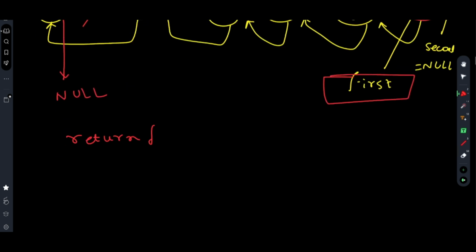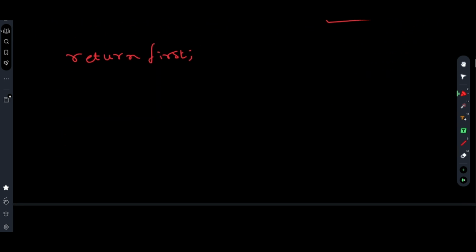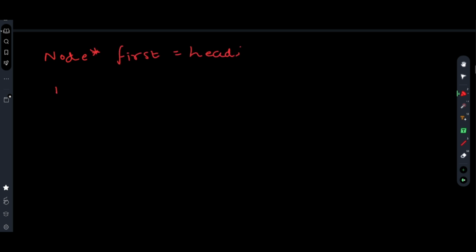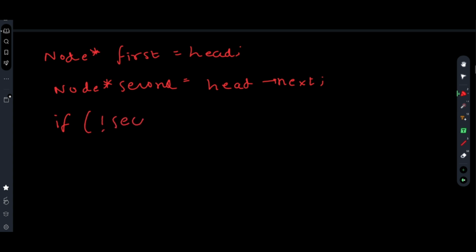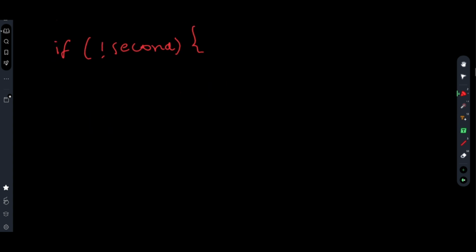So, let me code it up. It is a very simple code. The code is: node star first equals head, node star second equals head arrow next. Now suppose it is a one length list, that is only the head exists. Head arrow next equals null. So second doesn't exist. If not of second, there is nothing to reverse, because it is simply a single node linked list. So you will return head. Now the main thing starts.